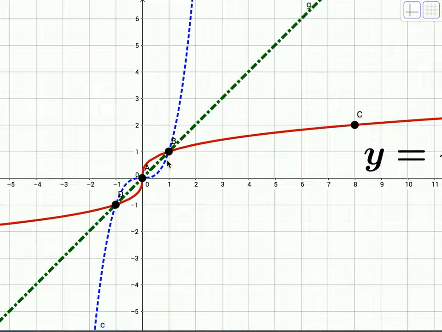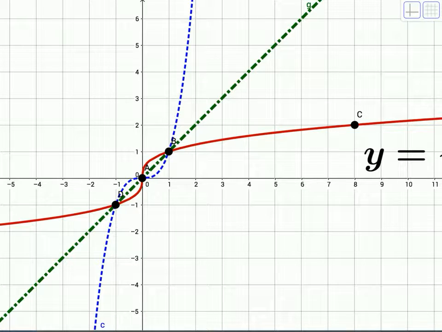So how would I remember the graph for y equals the cube root of x? Same thing, from the point of origin 0, 0, I go right 1, I go up 1. I go right 8, I go up 2. I go left 1, I go down 1. I go left 8, I go down 2.